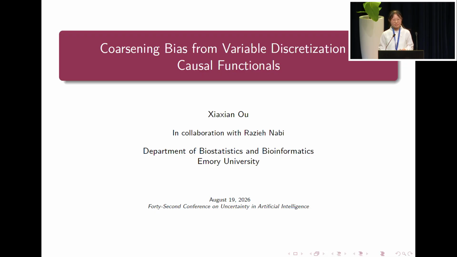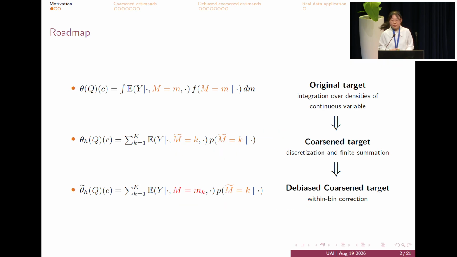Okay, hi everyone. My name is Xiaoxian Ou. I will start my second-year PhD study at Emory University. I'm honored to be here to present our work, Coarsening bias from variable discretization in causal functionals. This work is joint with my advisor, Razieh Nabi. At first, I want to give you the big picture. Don't worry about the notation. Let's just see the roadmap of my project.